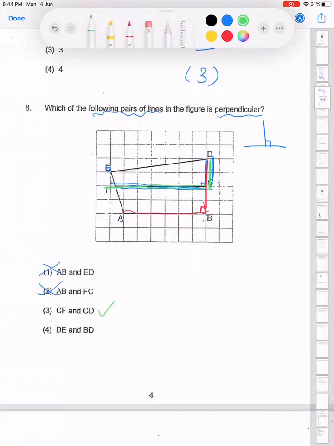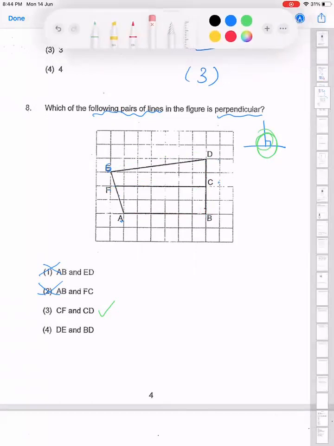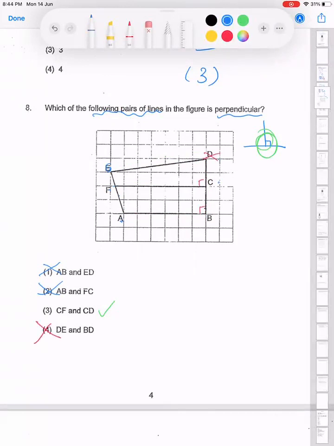That's the next one, okay? Let's not confuse you. Let me take it out so you can see. D to E, from B to D. This is not perpendicular. For perpendicular, we need a right angle. This is not a right angle. So you can tell it's not a right angle, right? So only this and that is a right angle. So this is wrong. Therefore the answer will only be option 3.